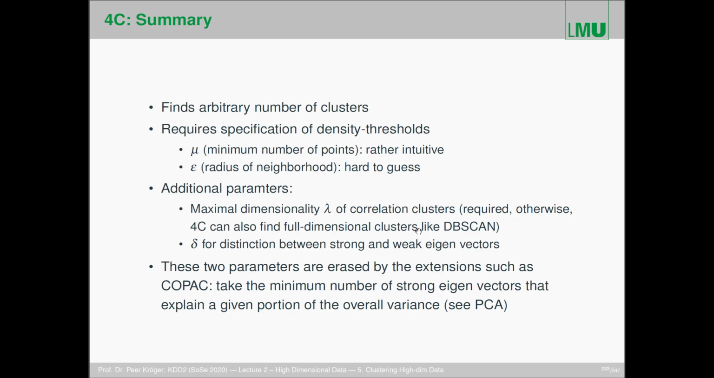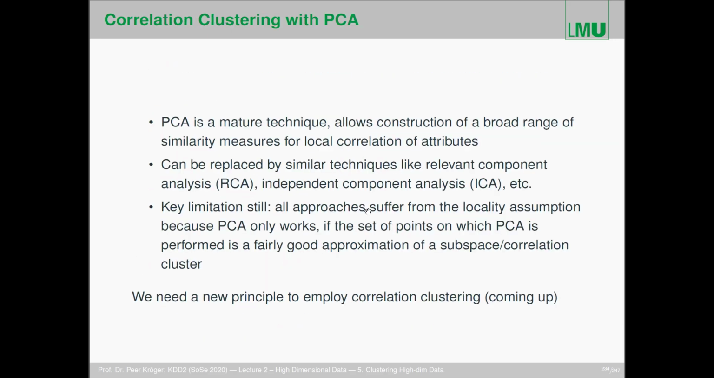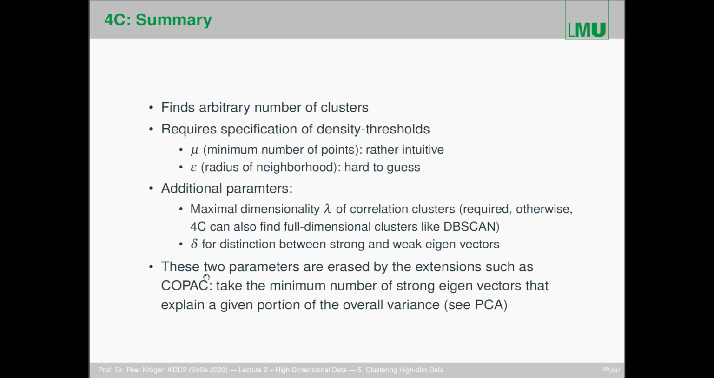So in that case, we can just run DBSCAN with less overhead actually, because 4C always computes this PCA stuff on the local neighborhoods and so on. And the second parameter is the delta for the distinction between strong and weak eigenvectors. So this one here, like we had before in PreDeCon. Okay, and those two parameters actually are erased by some extensions.